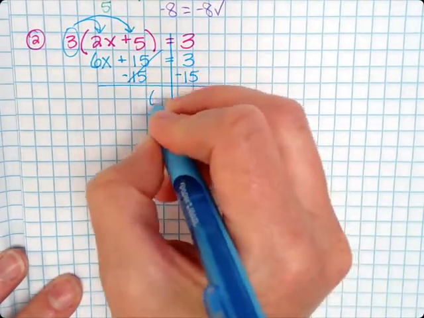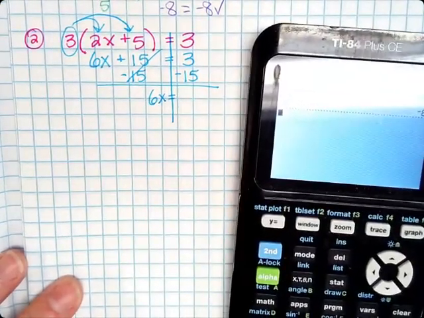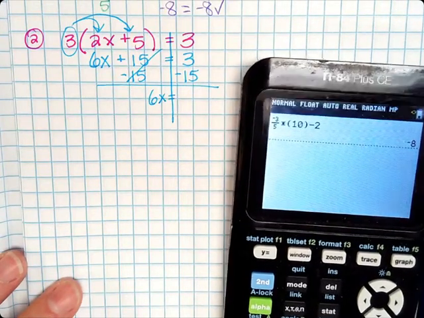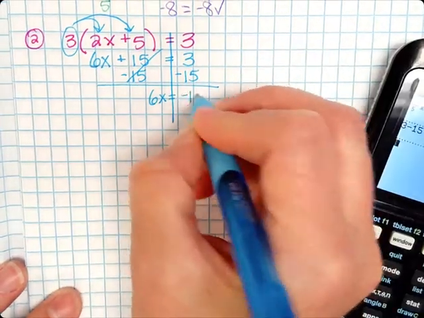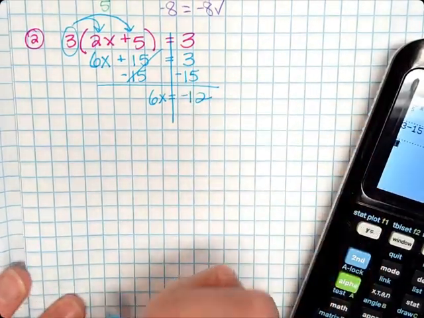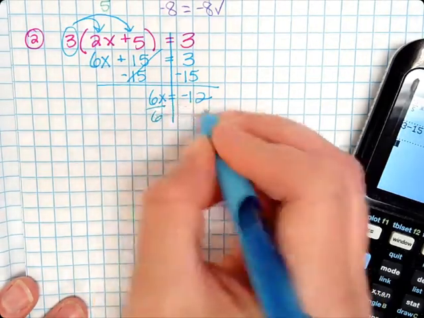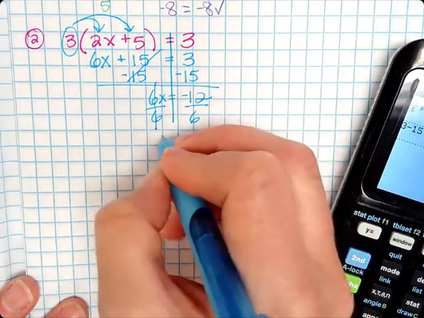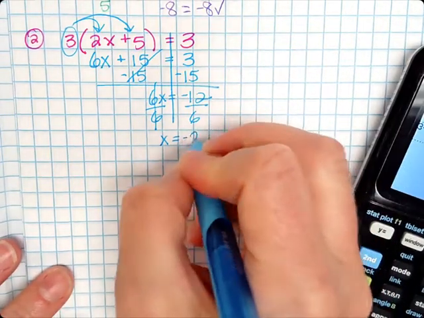Carry down the 6x. And I have 3 minus 15, which is negative 12. What's my last step? Divide by 6 on both sides. Good. 6 divided by 6 is 1. So x equals negative 12 divided by 6, negative 2.